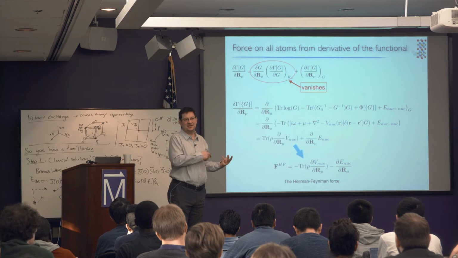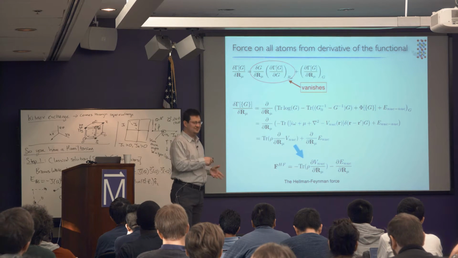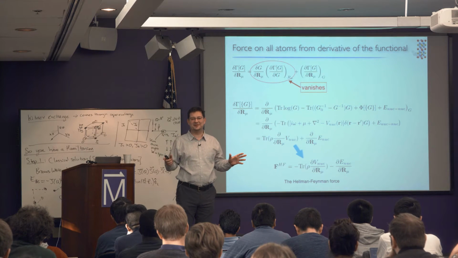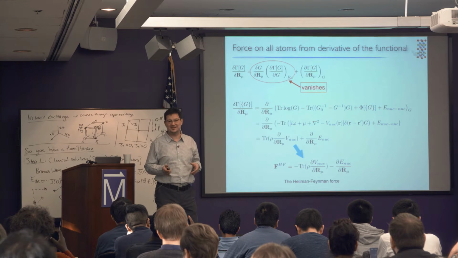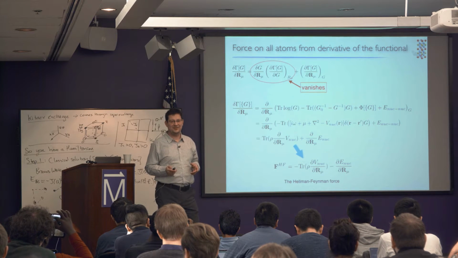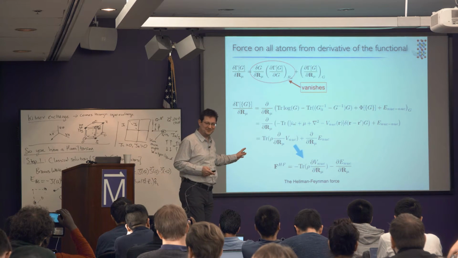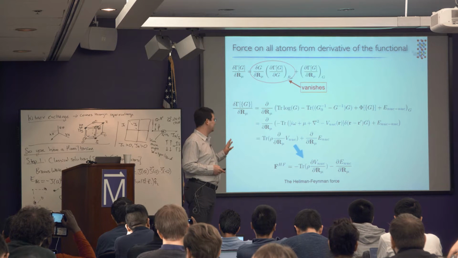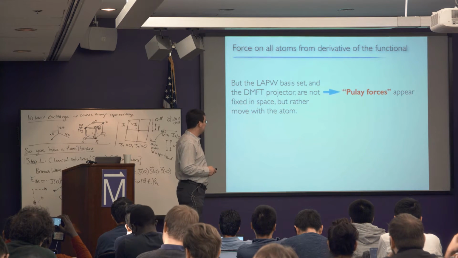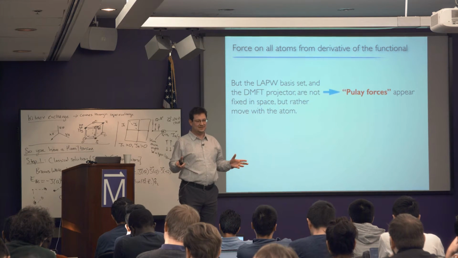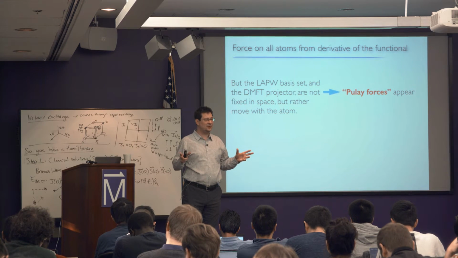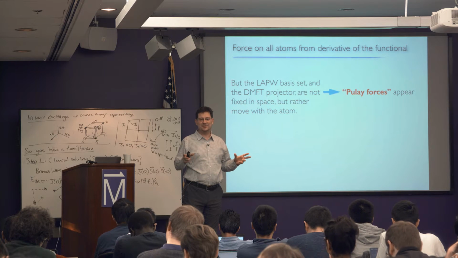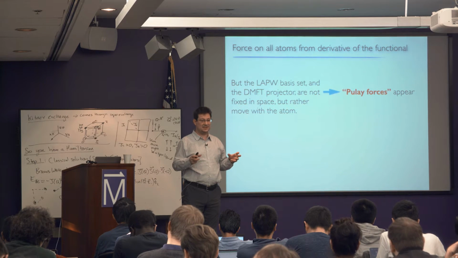So this naive calculation says, well, you actually don't need to do anything in DFT. You just take the Hellman-Feynman force, which is already implemented in DFT, and that's it. Well, it's not true. This is wrong. So why is it wrong? Well, because the DFT people will immediately tell you this is correct only if you have an originless basis set.